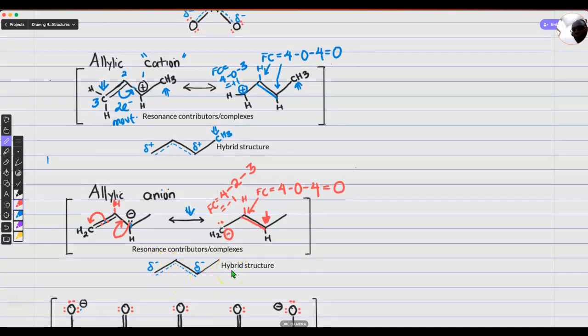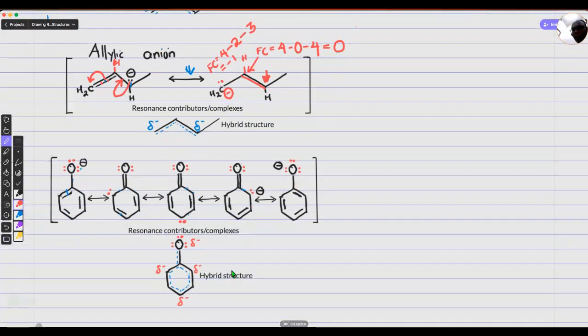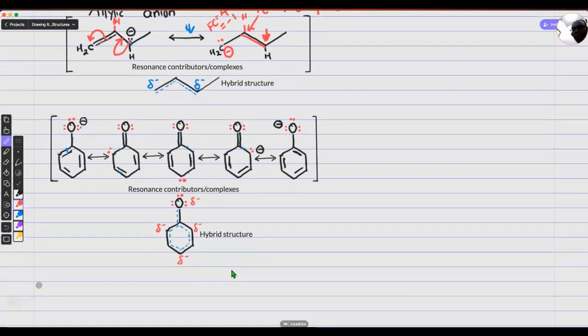Okay, how about if you're given a ring like this? This is called a phenoxide. Okay, for curiosity, if you're curious to know, that's a phenoxide anion because it's negatively charged. This one will tend to have more.